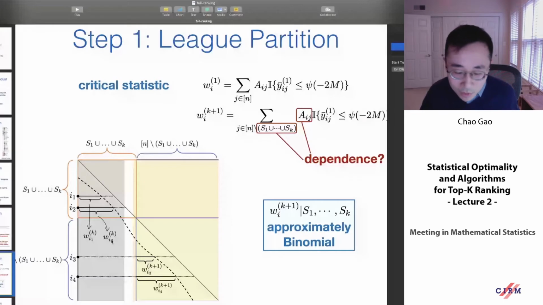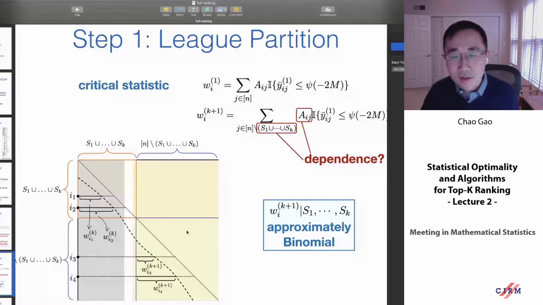So now we are trying to form the next league, the K plus one's league. According to the definition, we need to select the players from the blue box, so we remove all the players in the first K leagues. The data we have is in the blue box. Since we should only use games played between the remaining players, the WIs at the K plus one step only use AIJs that are in the yellow area. That's according to the definition.